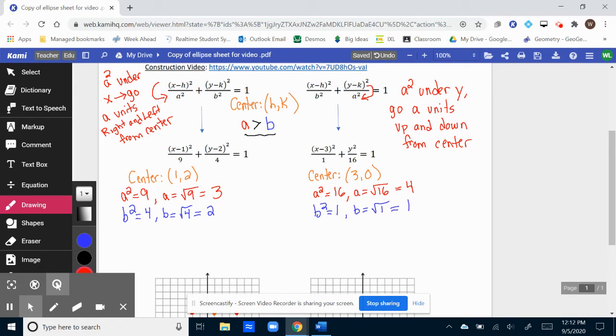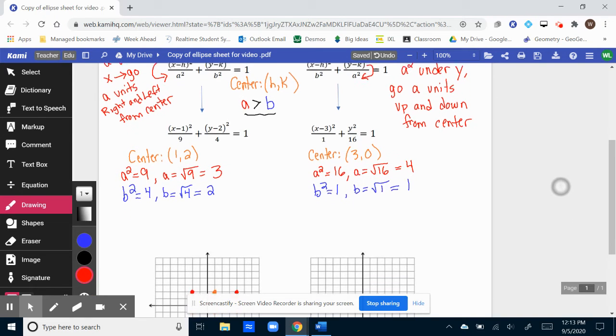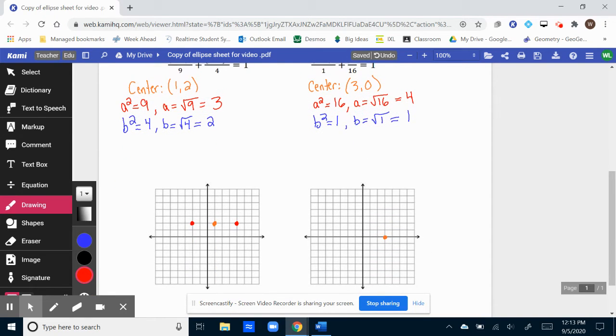Okay, so we remember from graphing that y values go up and down. So since a happens to be under y here, whatever a is, I'm going that many units up and down from my center point. Looking at my graph on the right now, from my center point, I go up by a and down by a. Remember that a was 4. So from that center point, I went up 4 and down 4.